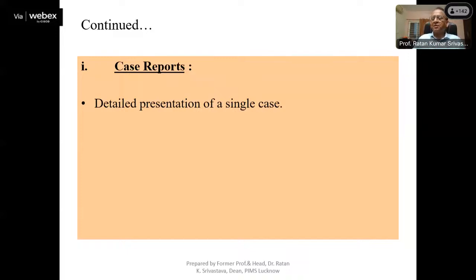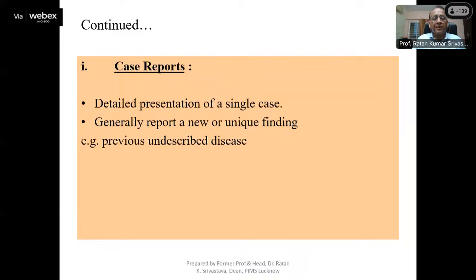Detailed presentation of a single case. So it enriches our medical literature. It enriches different doctors, different researchers, that you describe in detail every parameter. That is one thing. Generally, you report a new or unique finding. I told you, when any new thing occurs, you report it for the first time, and then it is published. A previously undescribed disease, that is published. An unexpected link between diseases, yes, that is published.